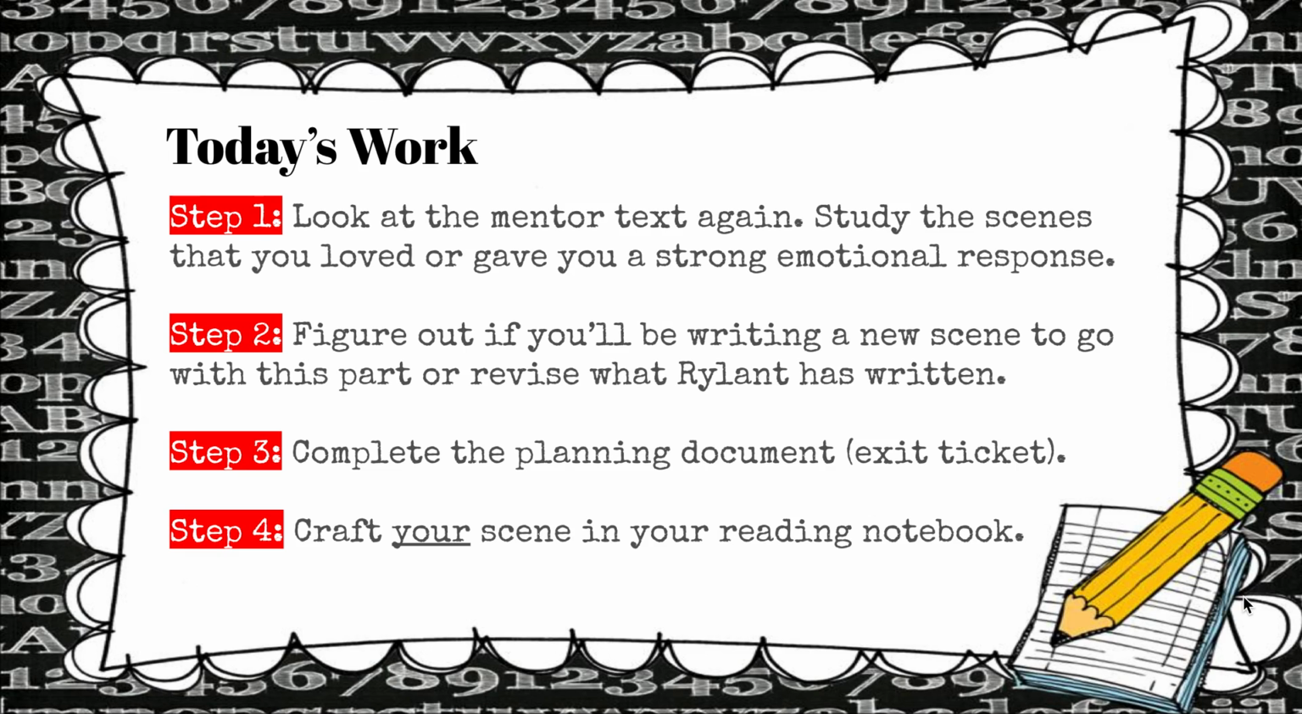Step 2, figure out if you'll be writing a new scene to go with this part or revise what Rylant has already written. Step 3, complete the planning document, which is your exit ticket for this lesson, and then that will help you organize your ideas. Step 4, craft your scene in your reading notebook. So today we're drafting, so try to get as many thoughts in there as you can. Include lots of action, dialogue. Remember to show, not tell.